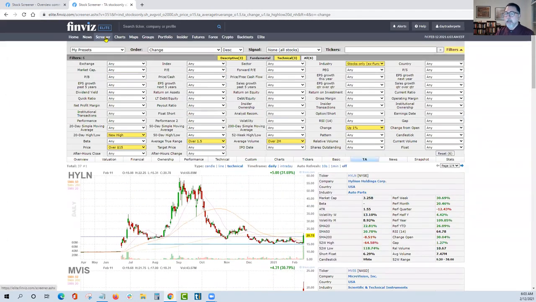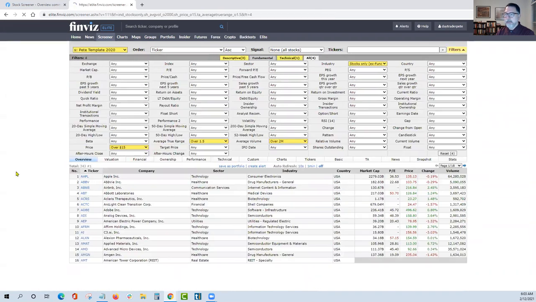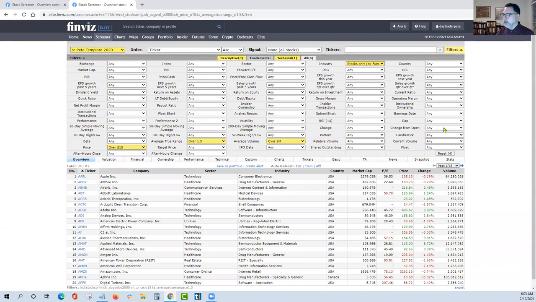We're going to go back in to do another scanner. And again, we're going to go back to my main criteria, my template, and we're going to zoom all the way over here to this column on the right, change from the open. Change from the open is the difference between where that stock opened and where it closed. And the larger the distance between the open and the close, that means that smart money, deep pockets, did a lot on that day. They opened it here and pushed it all the way up here.